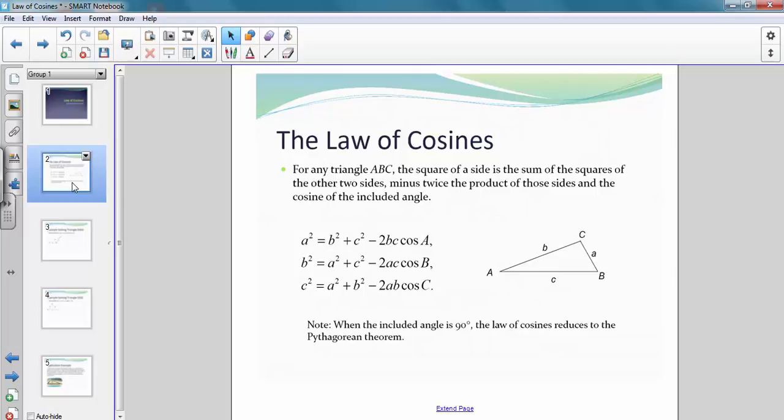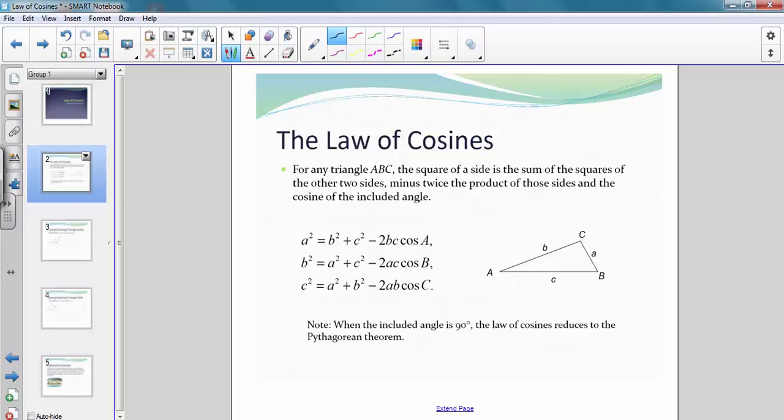This is true because the cosine of 90 degrees is 0, and that would make this term go to 0. And as I stated before, that would reduce to the Pythagorean theorem, a squared plus b squared equals c squared. But in this case, we're going to be using angles that are not 90 degrees.